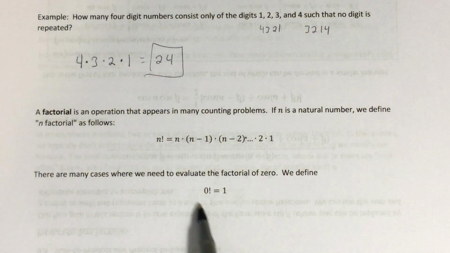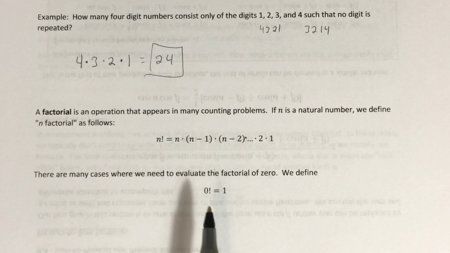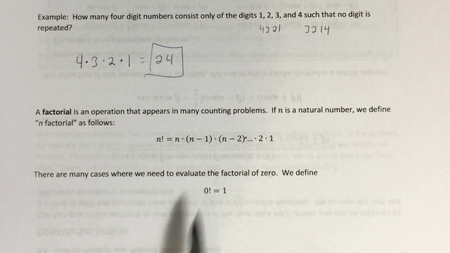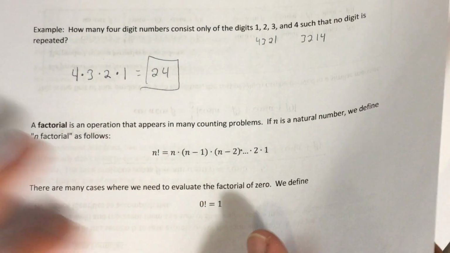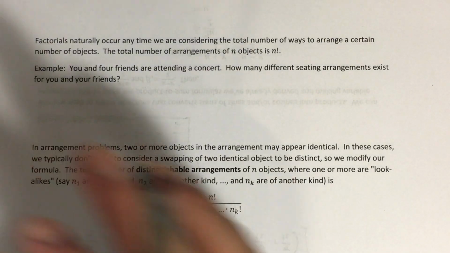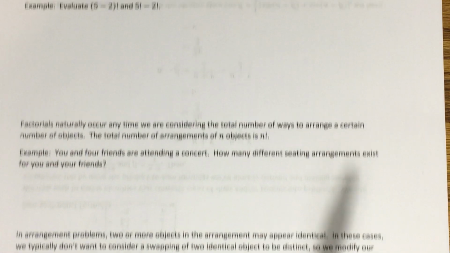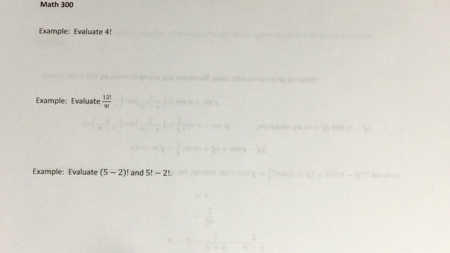Suffice it to say that for counting problems, we will get incorrect answers if we define 0 factorial to be anything other than 1. So let's do a little bit of work with factorial, specifically evaluating expressions involving them. First thing I want to do, evaluate 4 factorial.